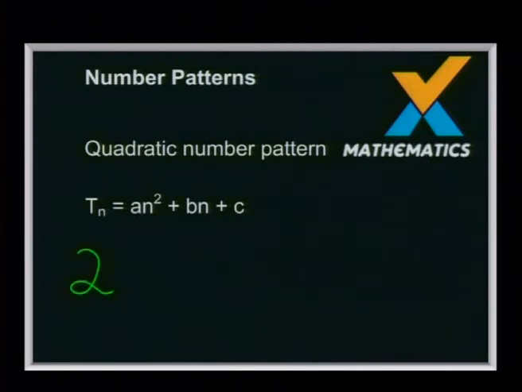So if I say 2, and then 5, and then 10, this will form a quadratic number pattern. Let me just see, I've added 3, I've added 5, now I'm going to add 7. So the next term is 17.